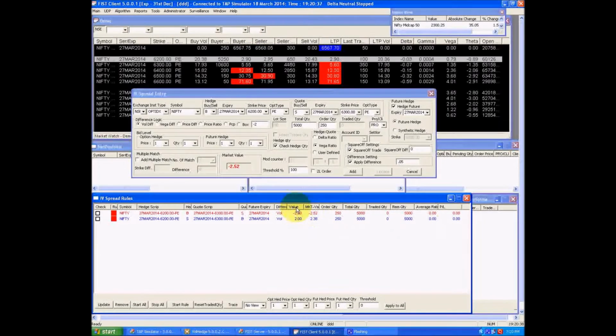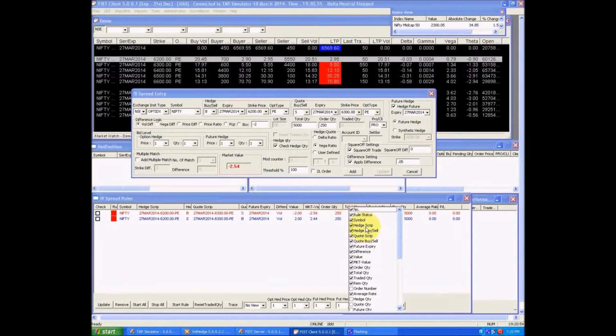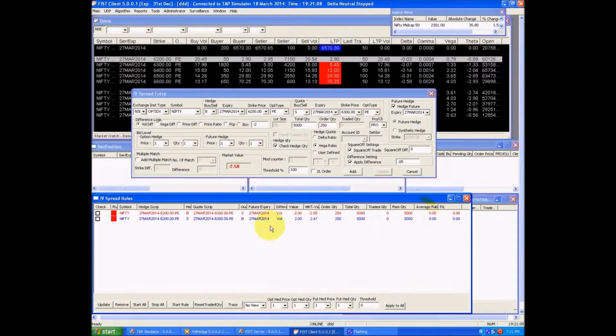So in my selected parameters, I will be seeing value, market value, order entry, total quantity, traded quantity, remaining quantity, average rate at which the entire quantity has been traded, and profit and loss rule wise. For selection of this rule, you just have to right click on this column in this rule box, in this column bar, and then you can select or unselect the rules.